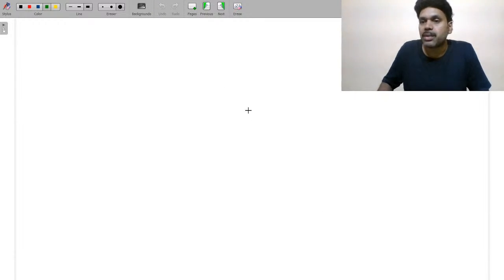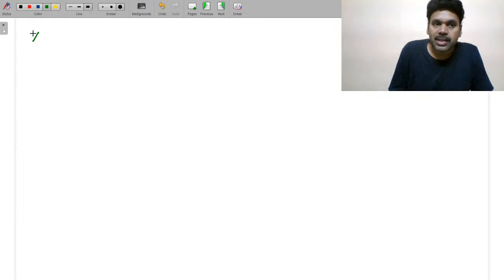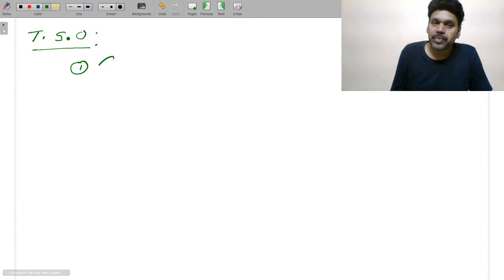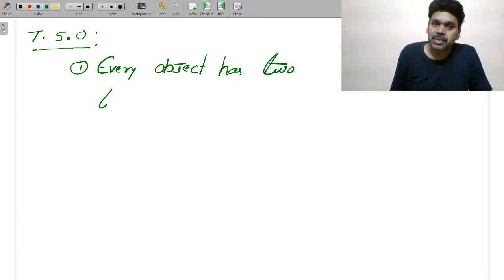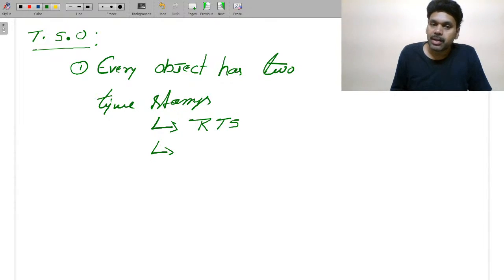There are a few important points as far as TSO is concerned. TSO stands for Timestamp Ordering protocol. So what is point number one? Every object has two timestamps. The number one timestamp is for reading purpose, the read timestamp. And for writing purpose, the write timestamp.